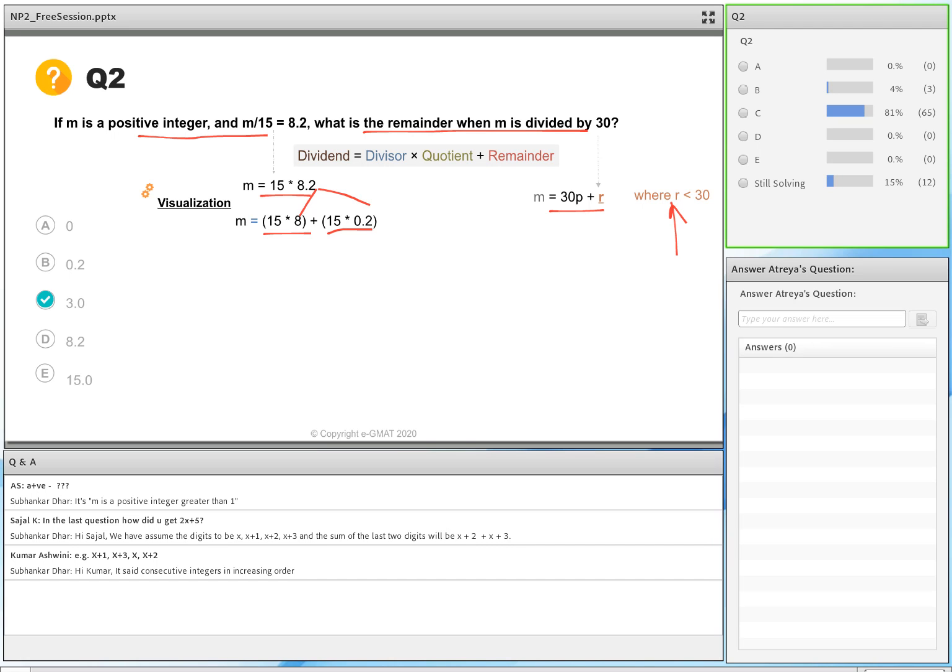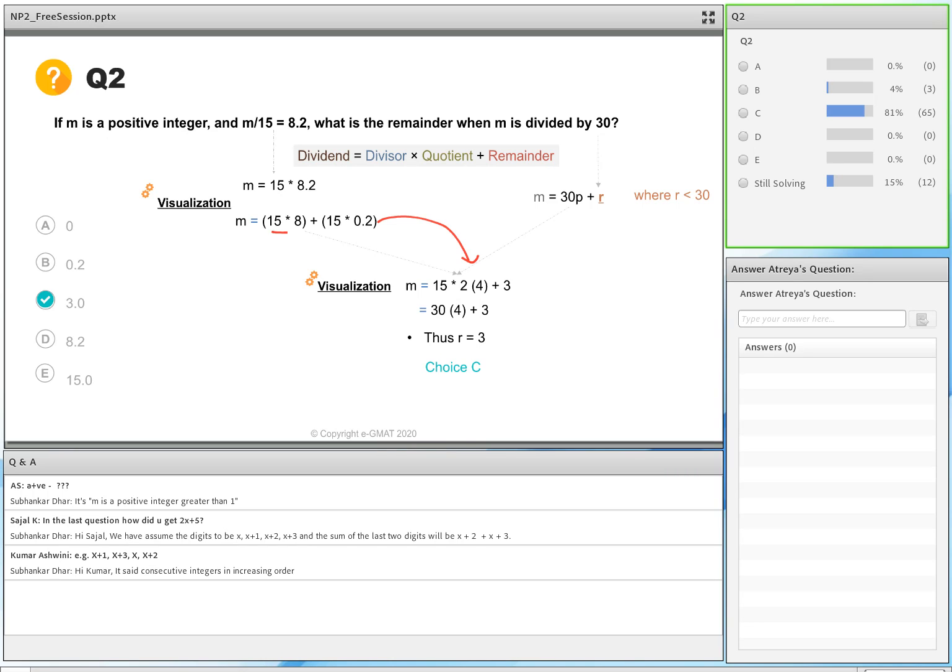So when I get the value of m, which is 15 times 8 plus 15 times 0.2, I can simply write 15 times 0.2 to be equal to 3, right? So I can write that to be equal to 3, and then I have 15 times 8. Now the part 15 times 8 needs to be written in the form of 30p. What is 30? 30 is 15 times 2. So from 8, I'll take out a 2. And how do I write 8? I write 8 as 2 times 4 because I'm taking out a 2 to convert that 15 into the 30, right? So what do I write? I write 30 times p, which is now 4, plus r. Is it in the same form? Yes, it is in the same form.